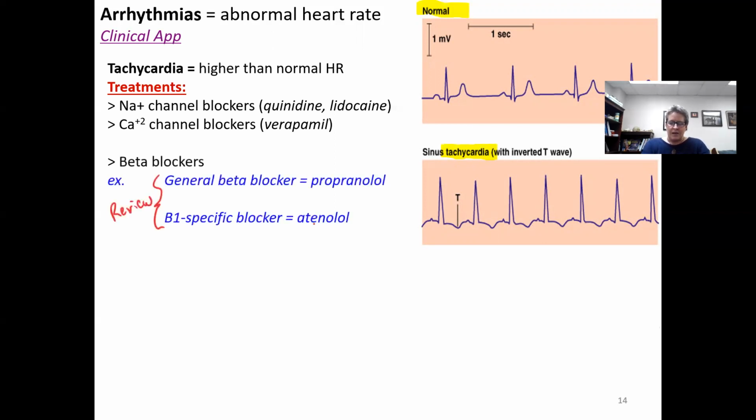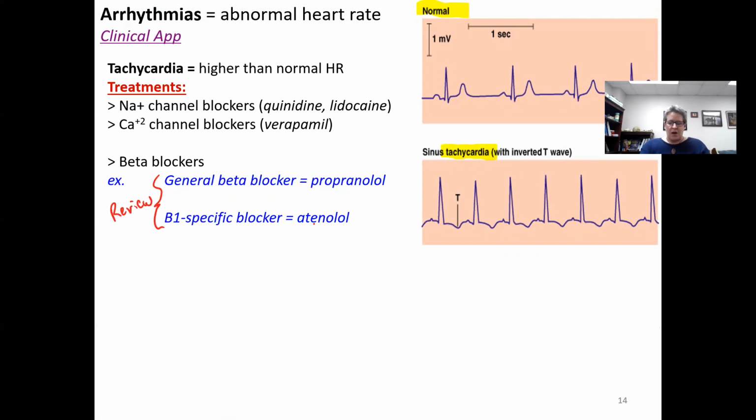Now, another way of doing this is to block the effect of epinephrine on the receptors by blocking the beta 1 adrenergic receptor. Now, this is review. There's a general beta blocker, propranolol, which blocks both beta 1 receptors on the heart, but also beta 2 receptors on the bronchioles. A specific beta 1 blocker is atenolol. It'll block the beta 1 adrenergic receptor on pacemaker cells, causing the heart rate to go down.